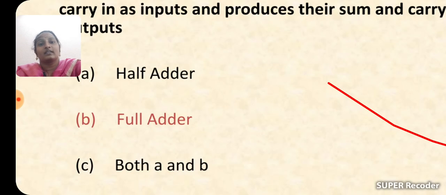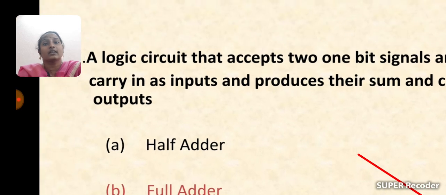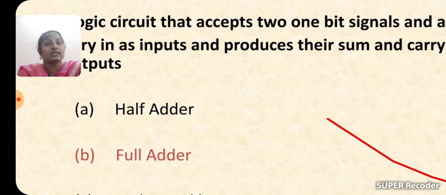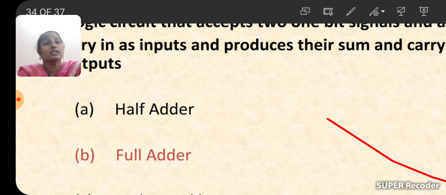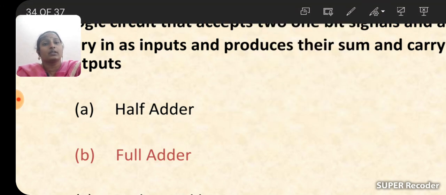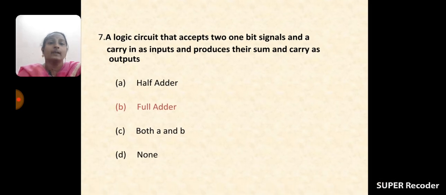Full adder. Is it clear? So it is very clear. A logic circuit that accepts two 1-bit signals, not a set of 1 bit. A set means parallel adder, but here it is two 1-bit inputs, only 1 bit each, A and B. If it is a set, A0, B0 like that, it is a parallel adder. But here it is not a set, just two 1-bit inputs. That's why it is a full adder.